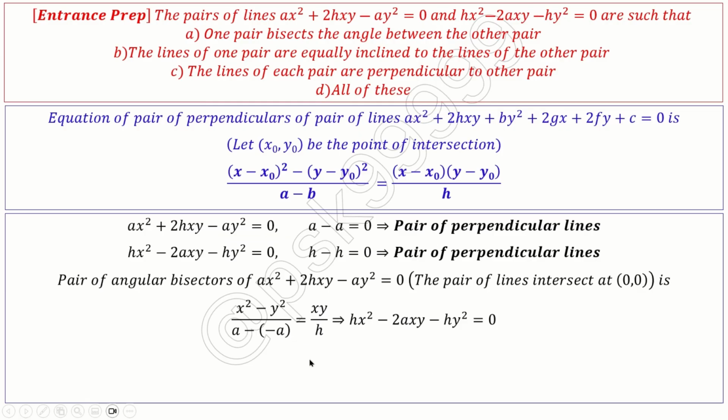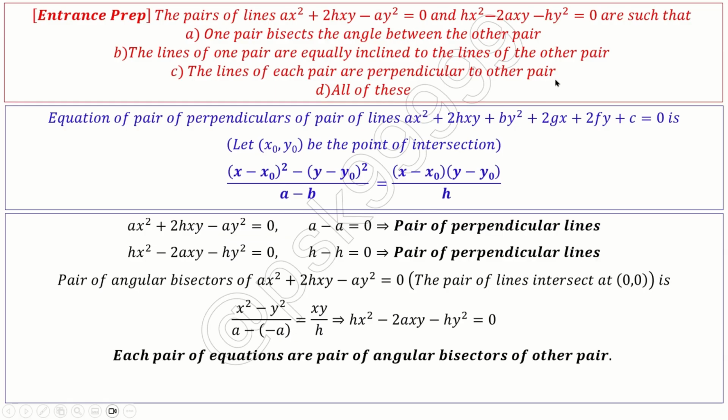Okay. So there are two sets of perpendicular lines. And each pair is perpendicular to the other pair. Correct. So which means one pair bisects the angle between the other pair. That is correct. The lines of one pair are equally inclined to the lines of the other pair. That is also correct. The lines of each pair are perpendicular to the other pair. That is also correct. So D is the answer. Option D is correct.